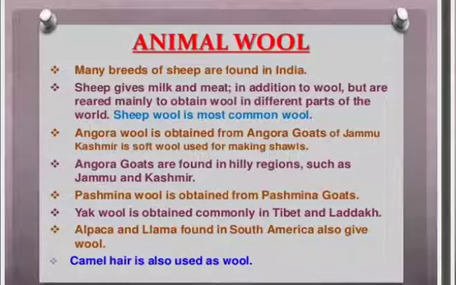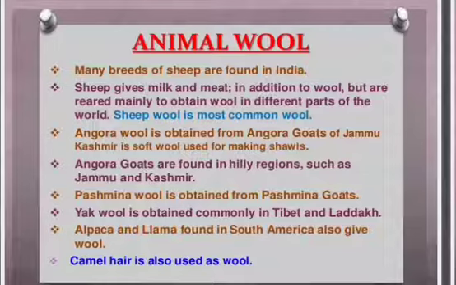Animal wool. Many breeds of sheep are found in India. Sheep give milk and meat in addition to wool, but are reared mainly to obtain wool in different parts of the world. Sheep wool is the most common wool. Angora wool is obtained from Angora goats of Jammu and Kashmir. It is soft wool used for making shawls. Angora goats are found in hilly regions such as Jammu and Kashmir.